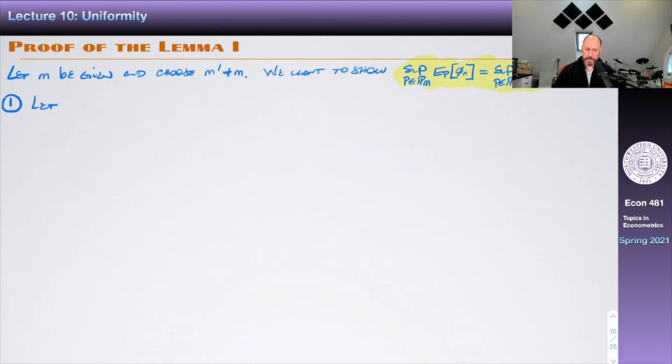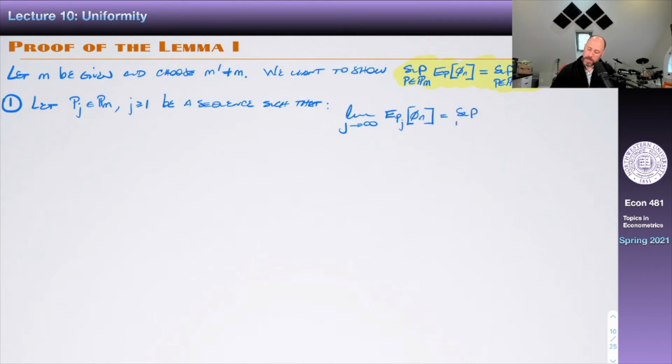Let P_j in ball P_m, for j greater than or equal to 1, be a sequence such that the limit as j goes to infinity of the expected value under P_j of this equals the supremum over P_m.